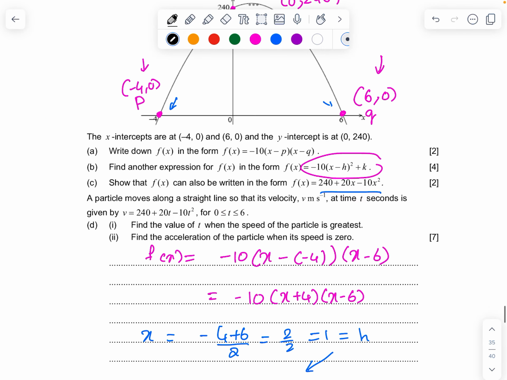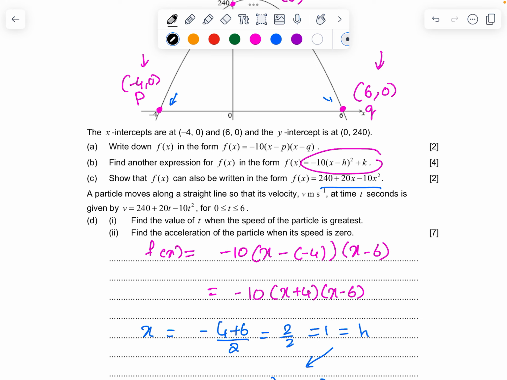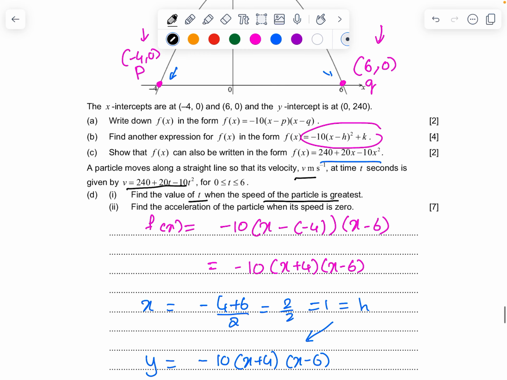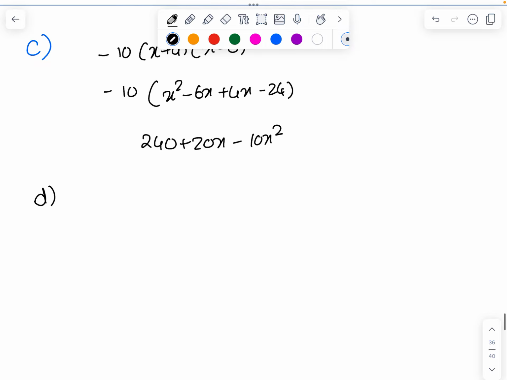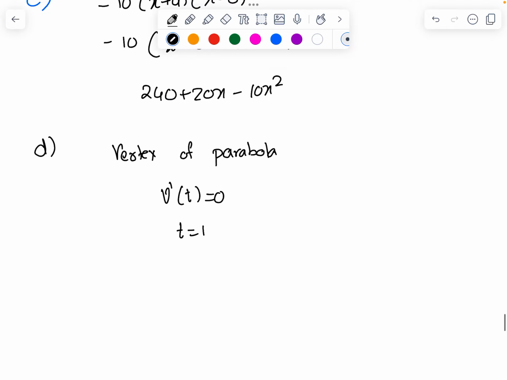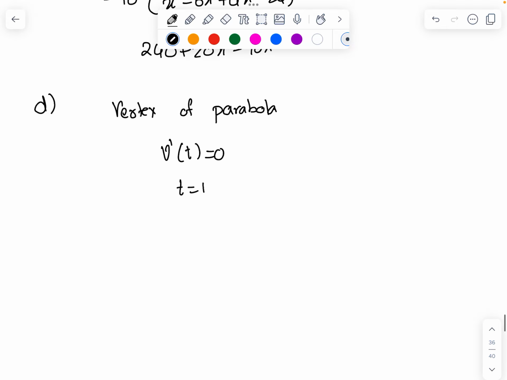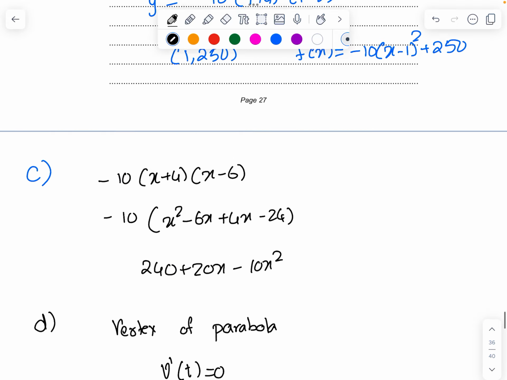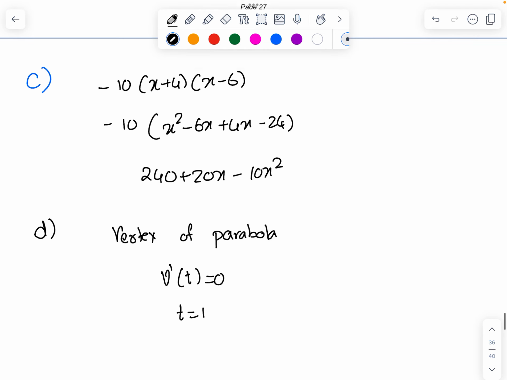Now coming to part D, find the value of t. A particle moves along a straight line with a velocity v centimeters per second, and v is given by this one. Find the value of t when the speed of the particle is greatest. Speed of the particle will be greatest at the vertex of the parabola. At the vertex, v prime t should equal 0. So t equals 1.